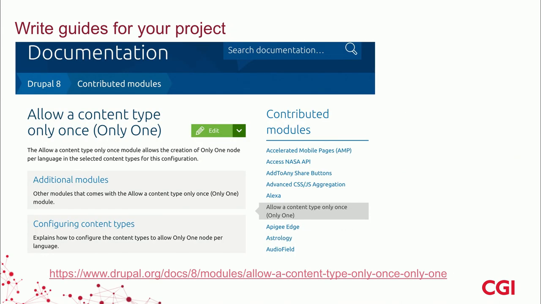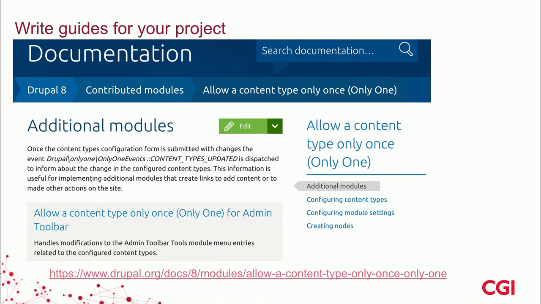You can write your guide for your project. This is important because in the README file is the basic information to start using your module. In the module help page there is other information about your module, a description, how to use your module, but you can add additional information in the documentation guide for your module, like how to extend your module.